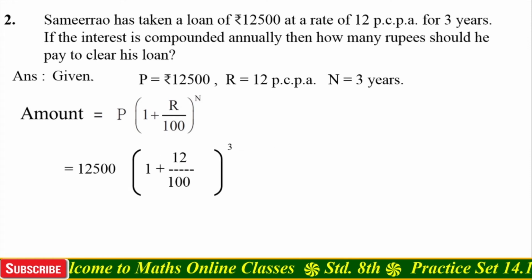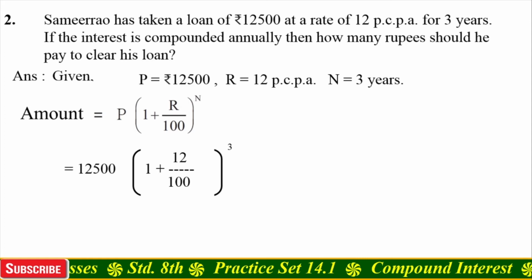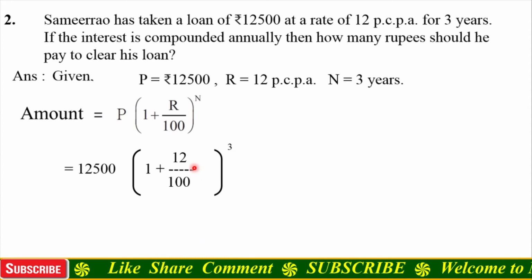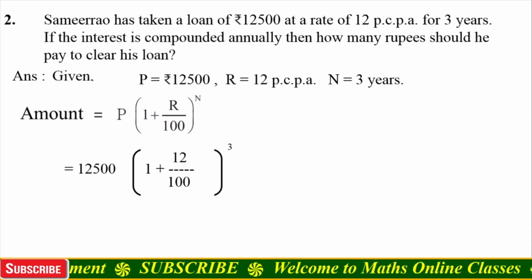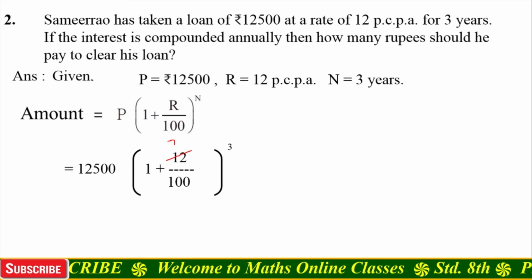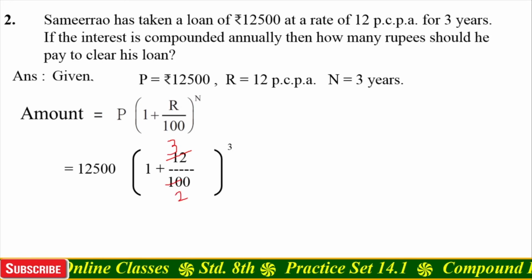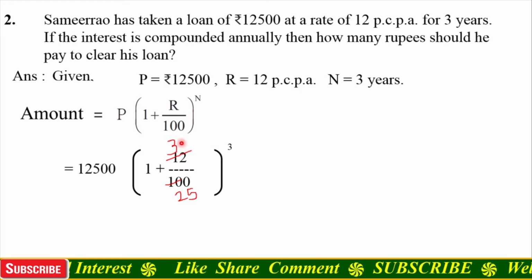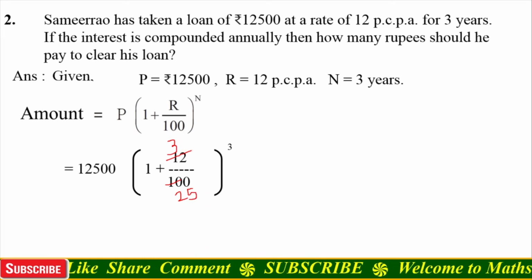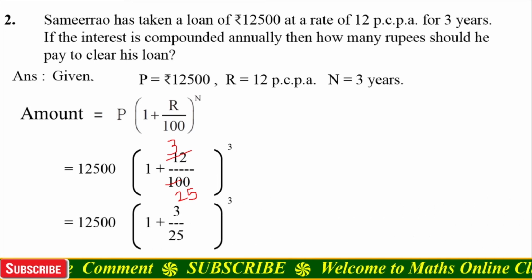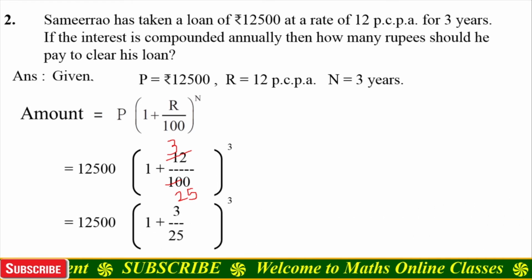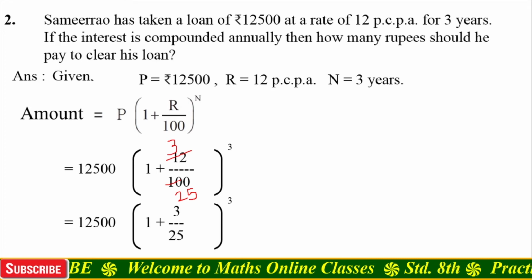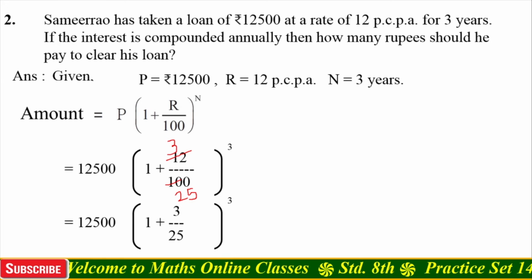Put the given values in the formula. 12,500 multiplied by 1 plus 12 upon 100 bracket raised to 3. In this bracket 12 upon 100, both the numbers are divisible by 4, hence reduce it to its lowest form. 4 3s are 12, 4 2s are 8, 10 minus 8 is 2, it becomes 20, 4 5s are 20. Here we got new fraction 3 upon 25. Let us write it in next step is equal to 12,500 multiplied by 1 plus 3 upon 25 bracket raised to 3.